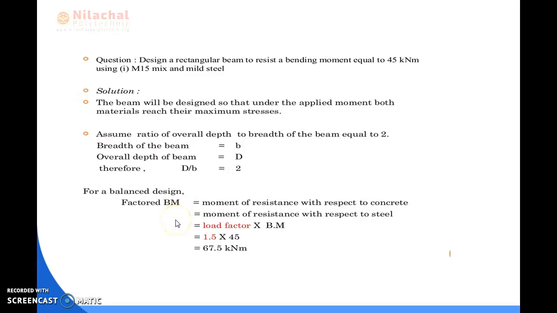For a balanced section, the factored bending moment is equal to the moment of resistance with respect to concrete and the moment of resistance with respect to steel. The factored bending moment we calculate with the load factor. In this example the bending moment is given as 45 kilonewton meter, so we find the factored bending moment by multiplying by 1.5. So 1.5 into 45 is equal to 67.5 kilonewton meter. So here we find the moment of resistance or bending moment.